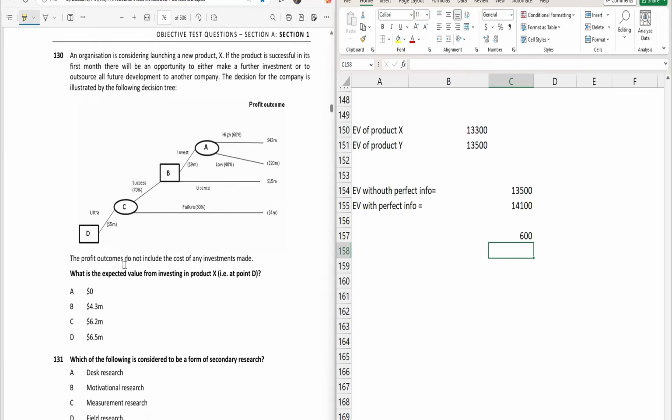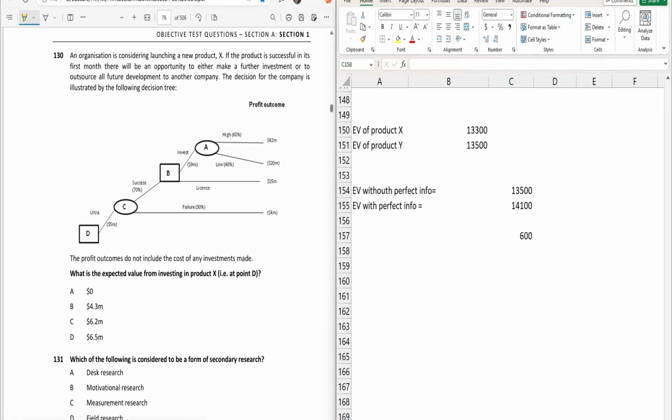Now in question number 130, they are asking for the expected value from investing in product X, that is at point D. So the question is asking for the expected value at this point. An organization is considering launching a new product X. If the product is successful in its first month, there will be an opportunity to either make a further investment or to outsource all future development to another company. This scenario for the company is illustrated by the following decision tree.